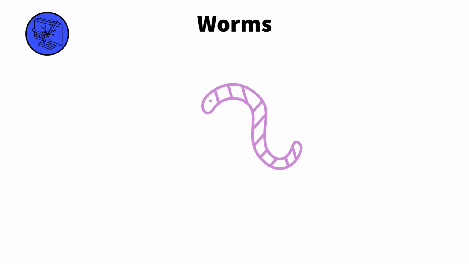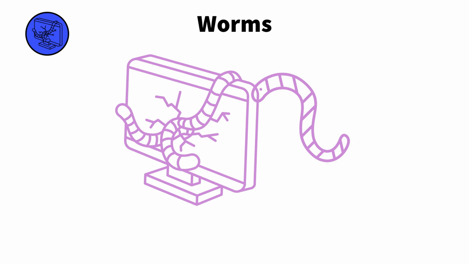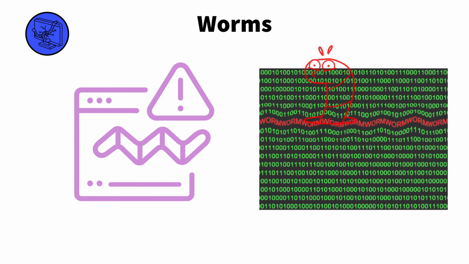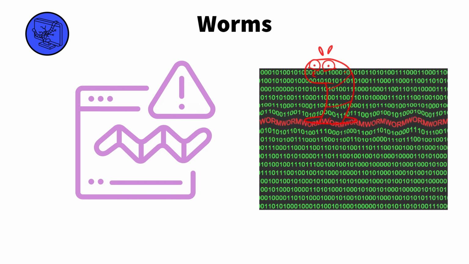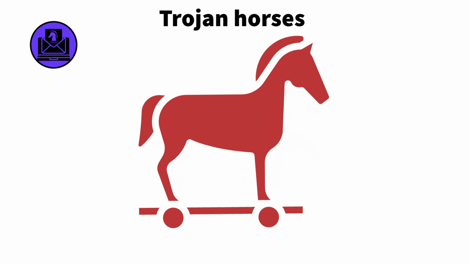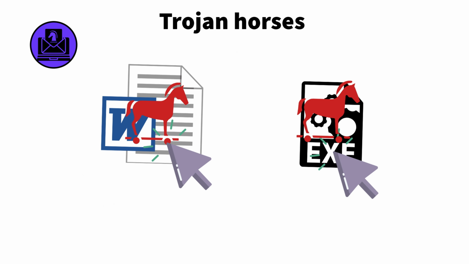Worms. While not technically viruses, worms are similar in their ability to replicate and spread across networks. Worms can exploit vulnerabilities in operating systems or software to infect computers and propagate themselves to other devices without requiring human intervention.